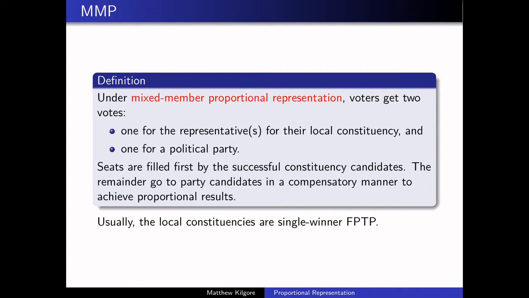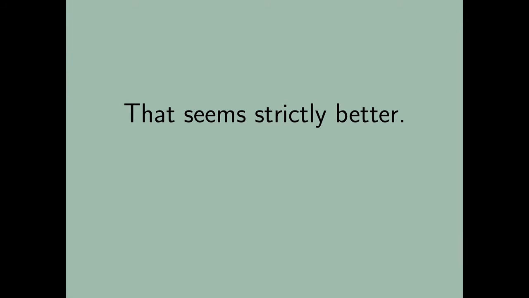Usually those local constituencies are single winner, first past the post, which, if you watch my video on single winner systems, is really not great, but the compensatory seats make it relatively work. At first glance, MMP seems strictly better than party list. After all, you're still getting the same proportional results, while you're also getting local choice for the elected candidates. Which begs the question, what's the catch? Otherwise, everyone would be using the system.